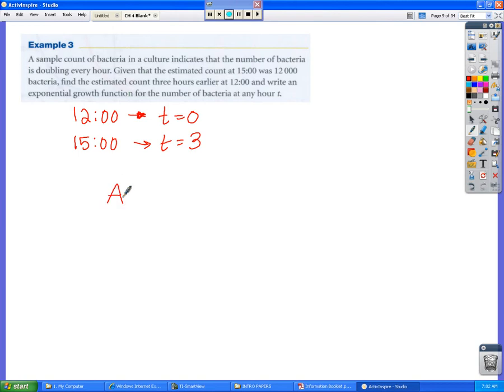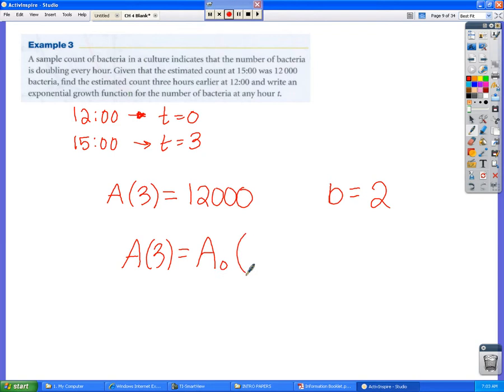We know that the amount at 3 was 12,000. We know that the formula would be, let's see. Well, before we get to the formula, we actually also know that the rate, the growth factor, would be 2, because we're doubling. So A sub 3 is equal to A sub O times B to the T.